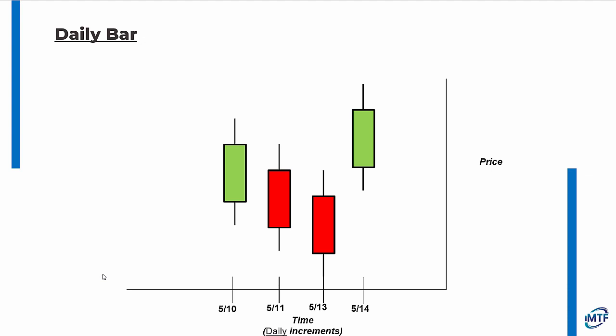Here is an example of a daily time frame chart. Since this is a daily time frame, each bar represents 1 day of price action, 1 day of all the buy and sell orders for that particular instrument. And you can see here, the time axis doesn't show the time, it shows the date. So each bar represents 1 full day of all the buy and sell orders, the price action.